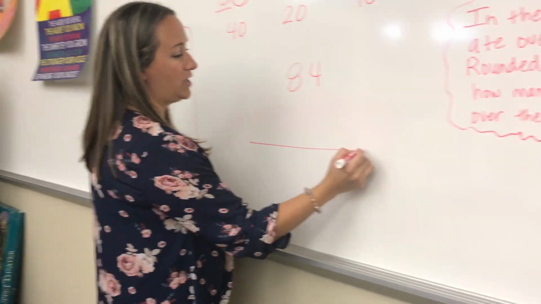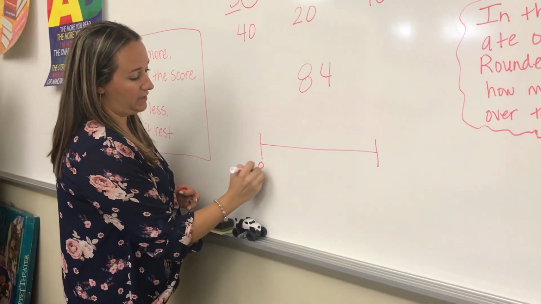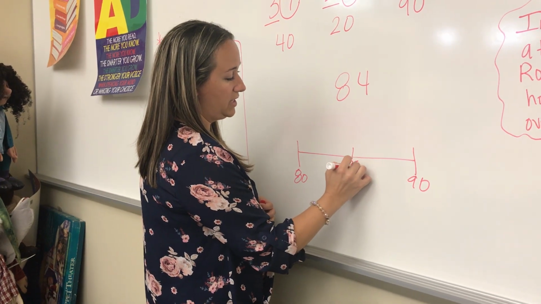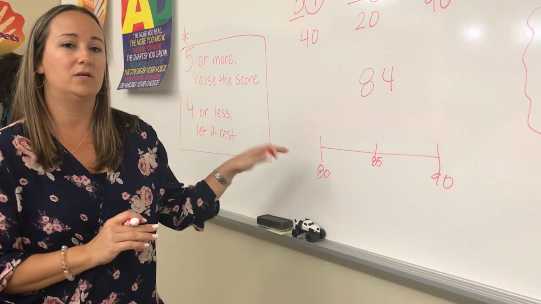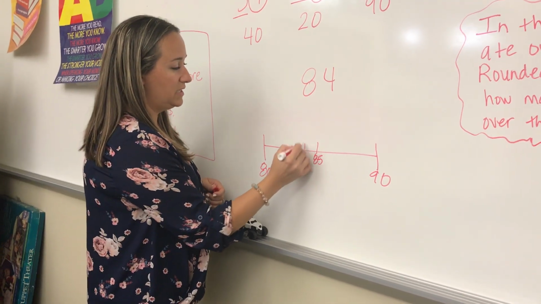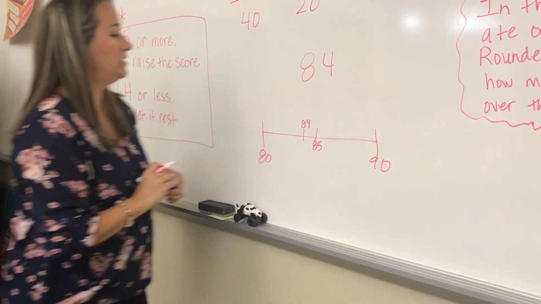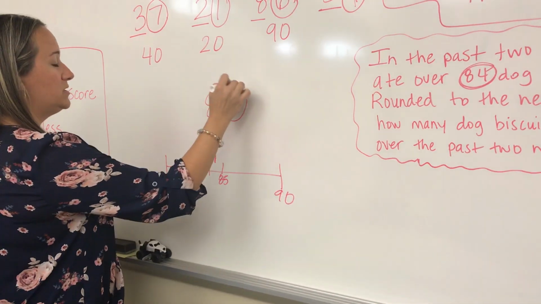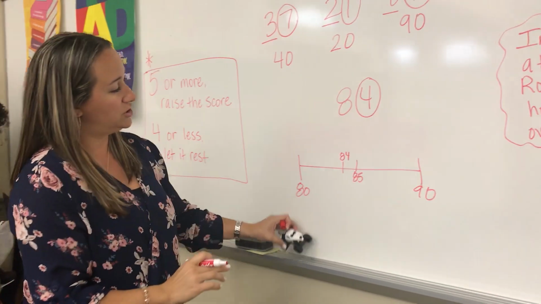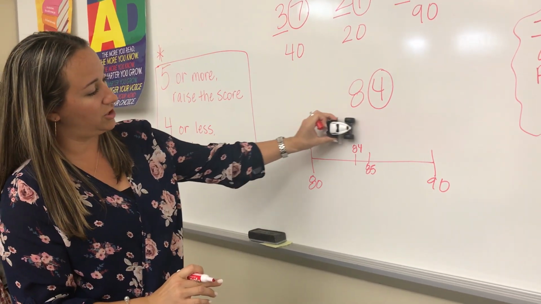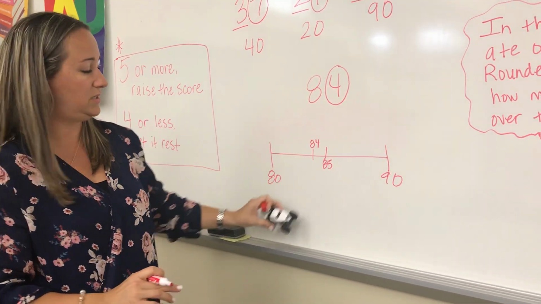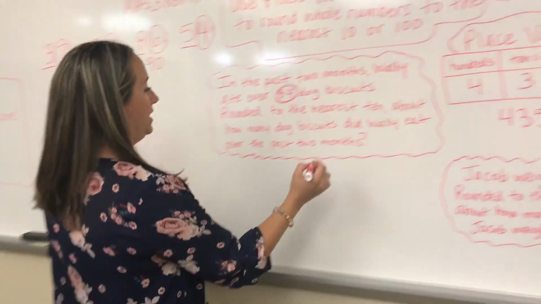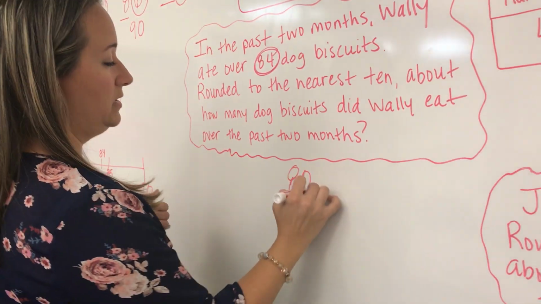Again, we're going to draw our number line. We're going to go from 80 to 90. We'll put our middle marker there, and then we're going to see which way is closer. Since 84 lays right here, 4 or less, let it rest. We have our 4 in the 1 spot. So it's easier just to go back down to the 80 than to go past the 85 and all the way up to the 90. So the answer to our problem would be 80 dog biscuits.